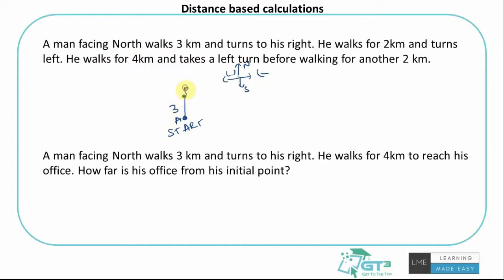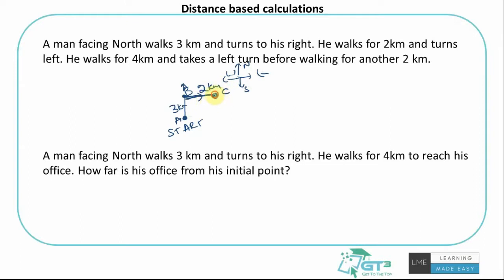He started at A, he walked up to B, and then he turned to his right. He still would be facing north. Now he turned to his right. That means he must now be facing this direction, that is, east. He walks for another 2 kilometers. Let's assume this is another 2 kilometers. He reached point C.